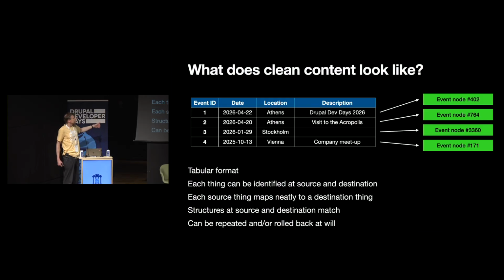Each thing has something to identify it on the source, which we can map to something on the destination. That's neat and tidy. I'm assuming that the fields for these things in those Drupal nodes, the structure is the same on both sides. And Migrate gives us tools to do a lot of stuff with this. We can repeat this migration, update the data, we can roll it back. We even have nice things like high watermarks for saying, well, only take the events from since the last time we ran the migration, all things like that.